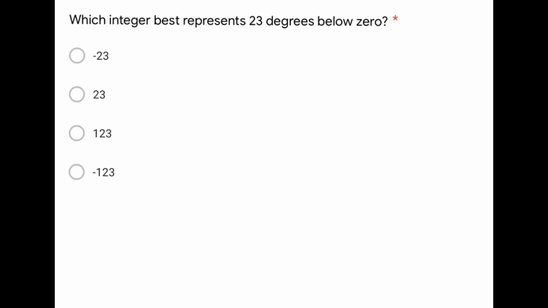Which integer best represents 23 degrees below 0? Below is your keyword here. This is a little review from our expressions unit.